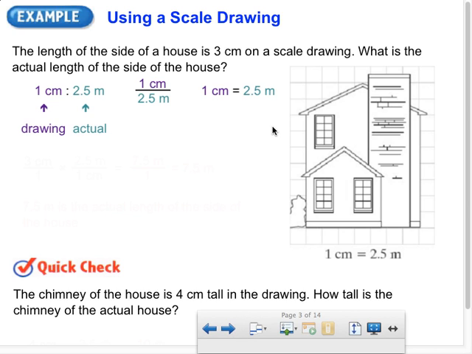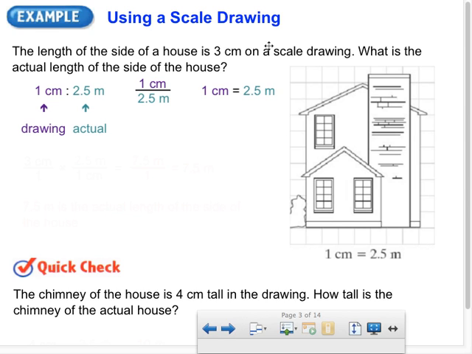Now, what am I trying to figure out? What are they giving me? What do they want me to find? Fatima, what are they trying to get me to find? Trying to find the actual length of the side of the real length of the house, not the length of the drawing, the house in the drawing.